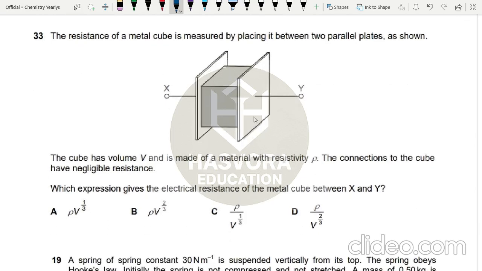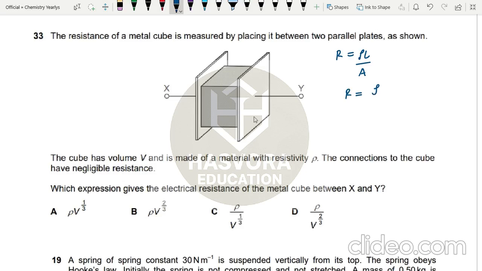Now the next question says the resistance of the metal cube is measured by placing it between two parallel plates as shown. The cube has a volume V and it is made of material with a resistivity rho. The connections to the cube have negligible resistance. Which expression gives the electrical resistance of the metal cube between X and Y? So now we know that for resistivity we have one formula: R equals rho L divided by A. Now have they given you the electrical resistance? No, they are asking about it, and they are also asking you about the expression for it.